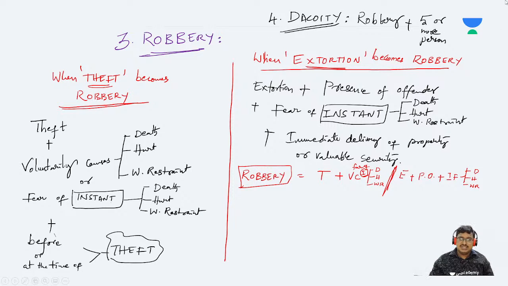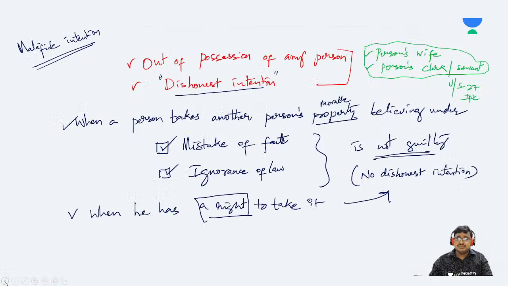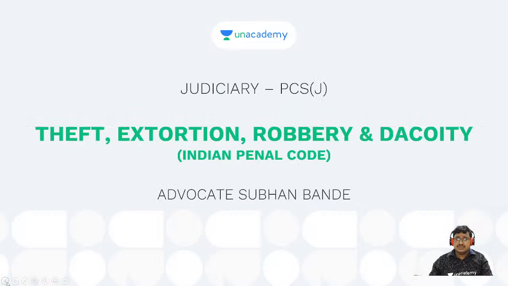Thus, friends, in this class we have discussed the concept of theft, extortion, robbery, and dacoity. These are the most important offenses related to property, friends. These are the offenses against property.